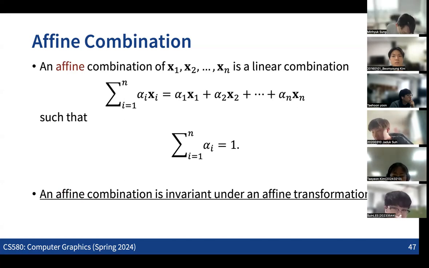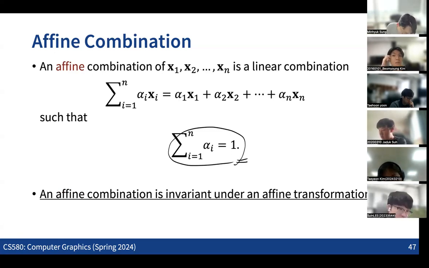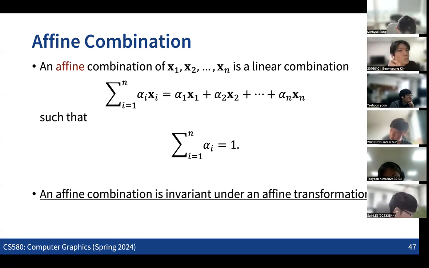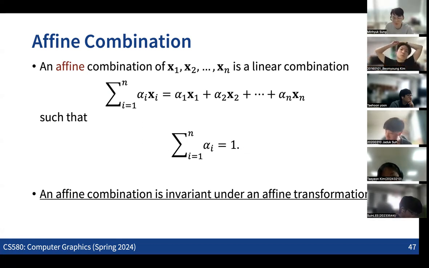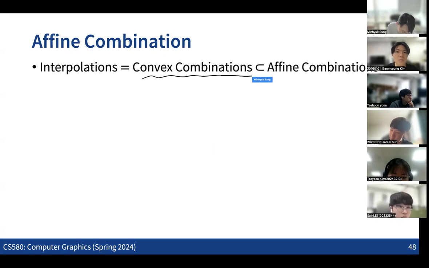For any affine combination where the sum of the weights is 1, whether you first interpolate and then apply the transformation, or first apply the transformation and then compute the combination, the output should be exactly the same. That's the property of the affine combination, stated without proof. Let's keep this in mind. Then what we can see is that all the interpolation we are talking about is a convex combination, which is a subset of the affine combination.